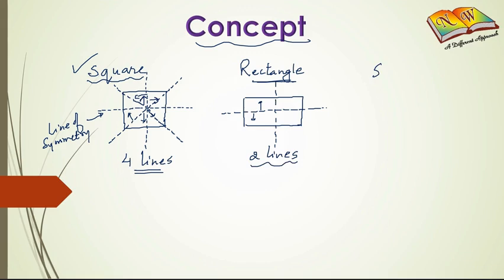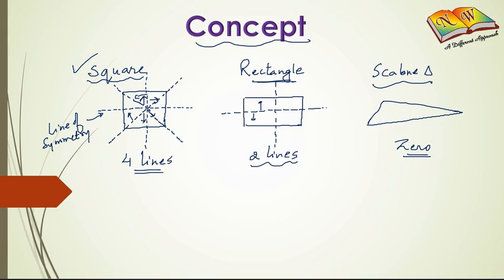Now suppose you have a scalene triangle where all the three sides are of different measure. Now I'm drawing a random scalene triangle here. Can you tell me how many lines of symmetry will this have? This has 0 lines of symmetry. That means you can't draw a line across which the figure is symmetrical.